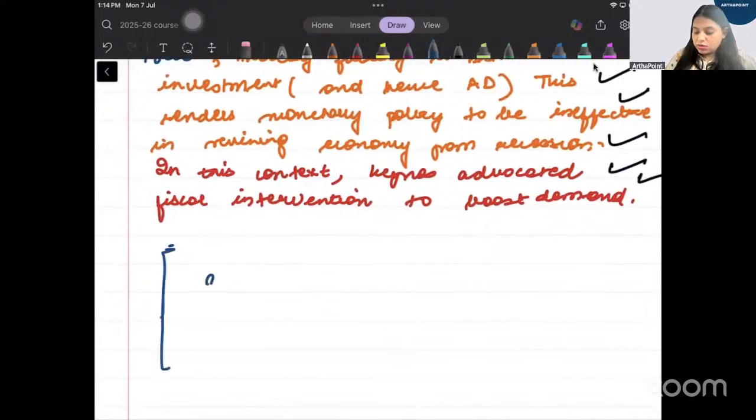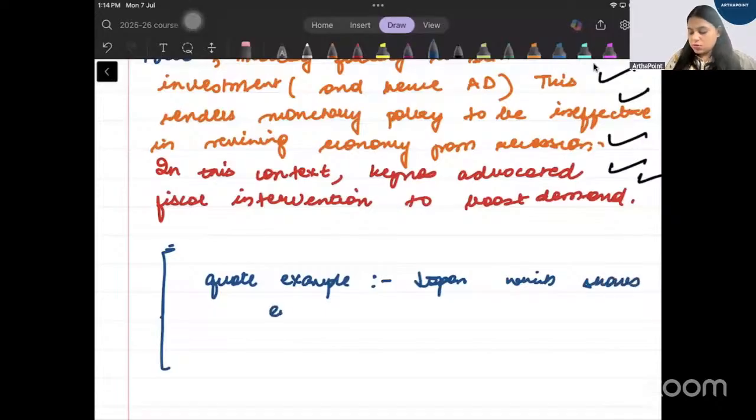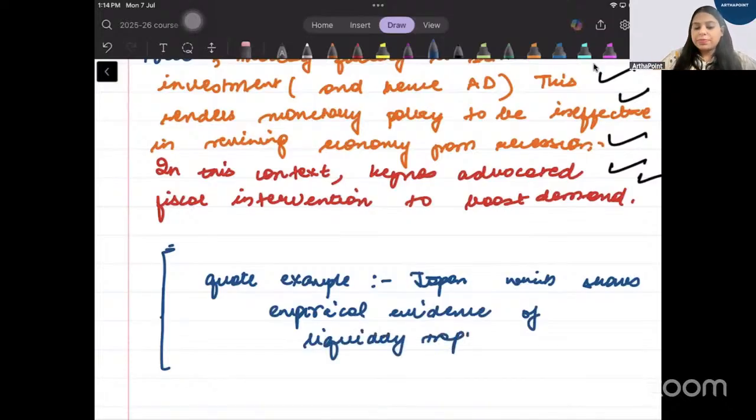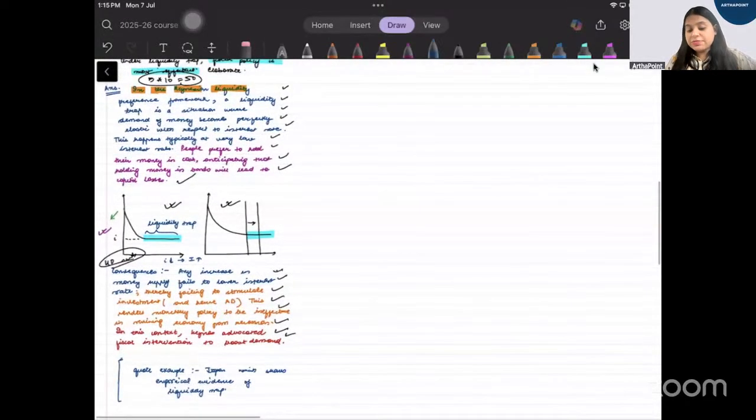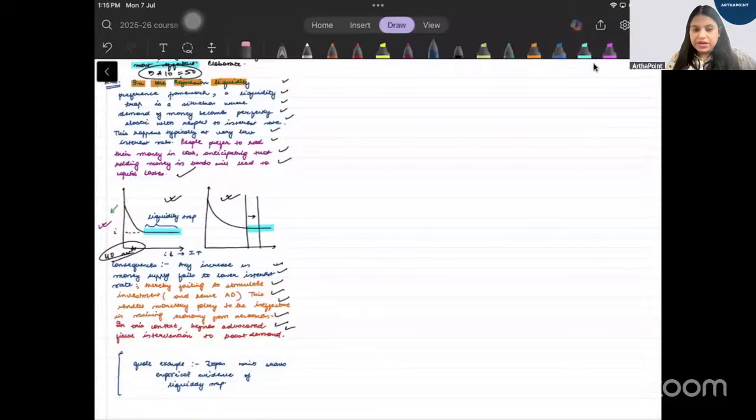You will quote example of Japan, right? Which shows empirical evidence of liquidity trap, right? So this is how more or less you will go ahead and you will write the answer within the word limit. Word limit exceed नहीं करनी है. बहुत ही समराइज्ड वे में हमें आंसर लिखना है. एंड वी हैव टू स्टिल मेक श्योर दैट वी लिटरली गिव एवरीथिंग, राइट? दिस इज द वे. ओके, गुड.